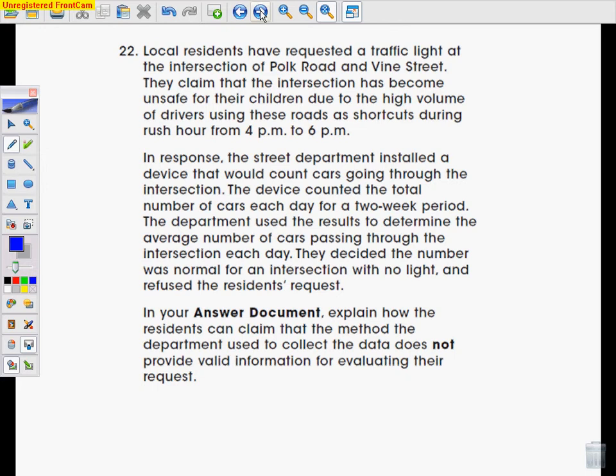Here, I think that the main problem that you need to address is the fact that the street department collected a sample during the day, the whole day. Okay, but the residents, they had a problem between the times of 4 p.m. to 6 p.m.